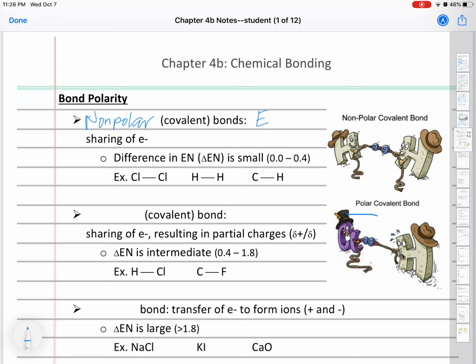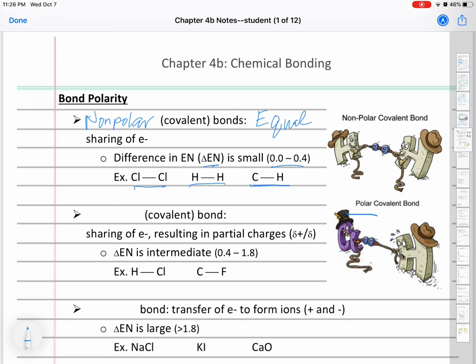In this case, nonpolar bonds occur when there is equal sharing of electrons, when the difference in electronegativity value is small, somewhere between 0 and 0.4. This is the case whenever you have two identical atoms bonded together: chlorine and chlorine, hydrogen and hydrogen, nitrogen and nitrogen, oxygen and oxygen. If it's two of the same atom, then they're going to have equal electronegativities.